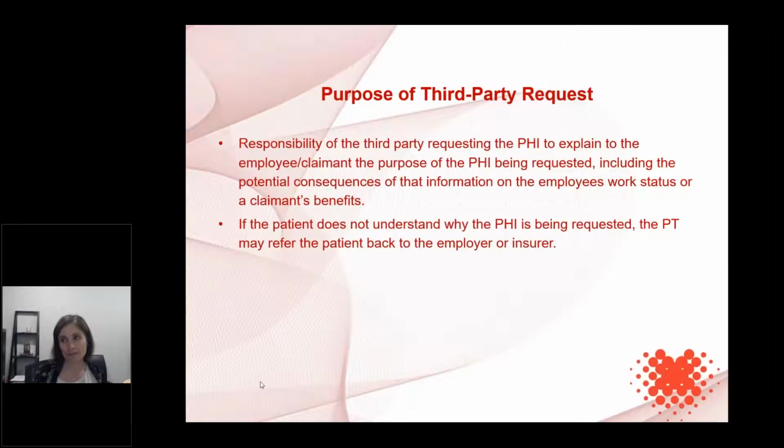So a big piece, and with this population in particular, the purpose of the third party request is really critical, especially if there could be consequences to the employee's work status or the claimant's benefits. And so it is the responsibility of the third party that's making the request for the PHI, or personal health information, to explain the purpose for requesting the information. And as a physical therapist, if the patient doesn't understand why it's being requested, best practice is to refer them back to the employer or insurer to make sure that that's clearly understood.